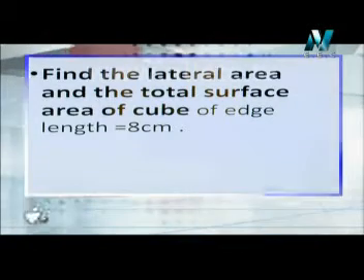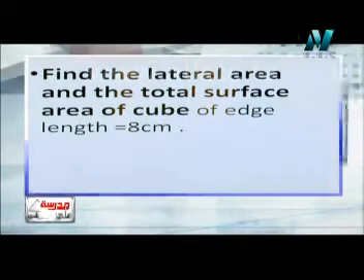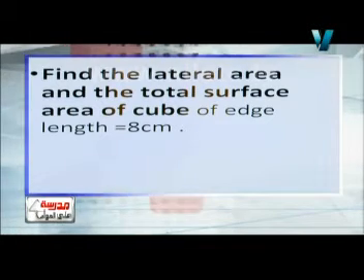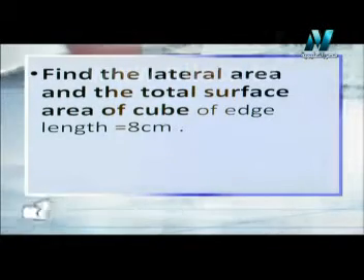Then we will take the question about the cube and cuboid. To find any rule of a cube, we must have the side length, to find the lateral area or total area or volume. The question: find the lateral area and total surface area of a cube of edge length 8 centimeters. This question is a direct question.